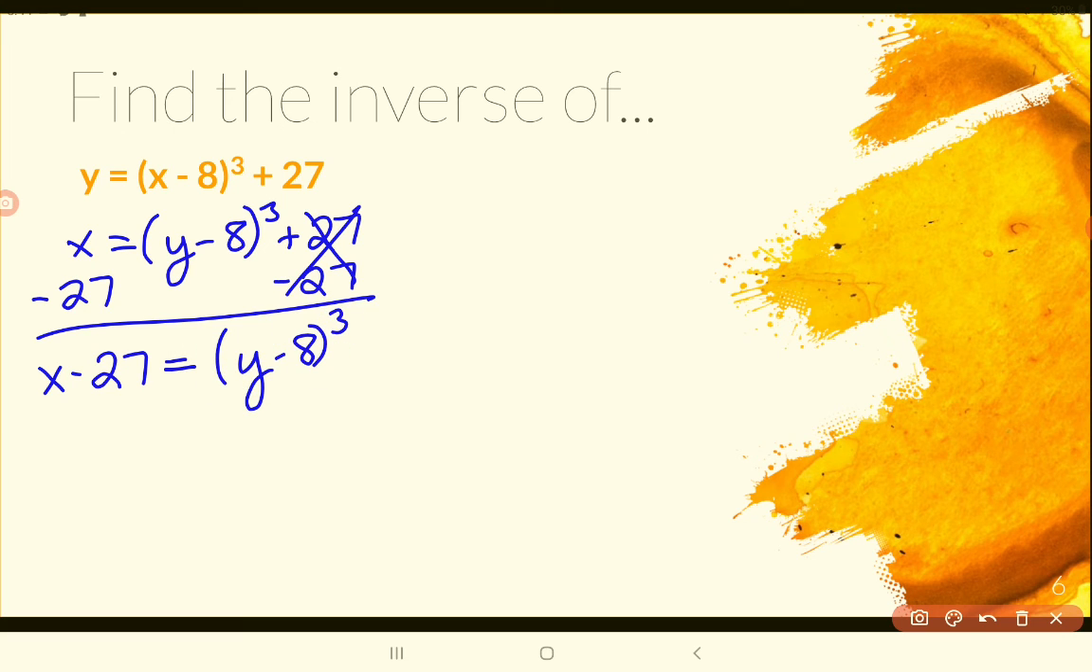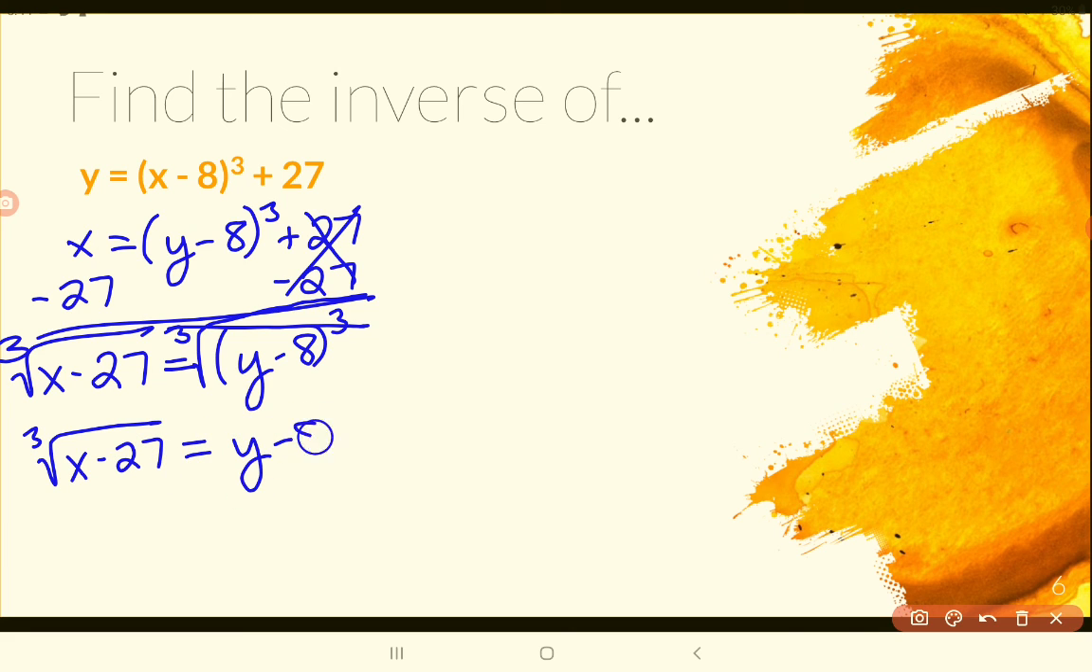Basically what I'm doing is I'm working outside in. I start with the number farthest away from y and move in. Well, now I've got to deal with that little cubed symbol. Well, just like if something is a square root cancels that out, a cube root cancels out a cube. So now I have the cube root of x minus 27 equals y minus 8.